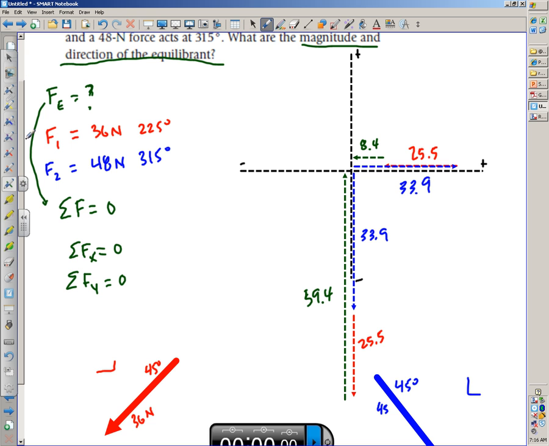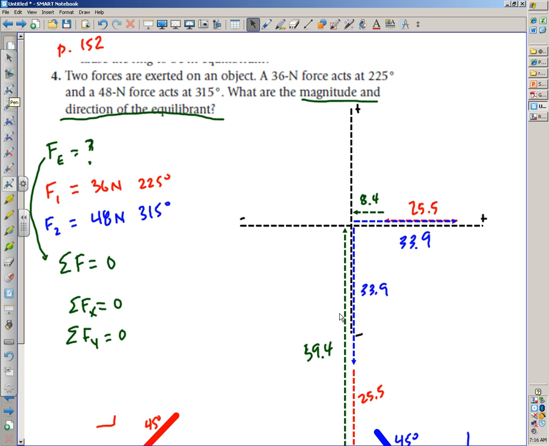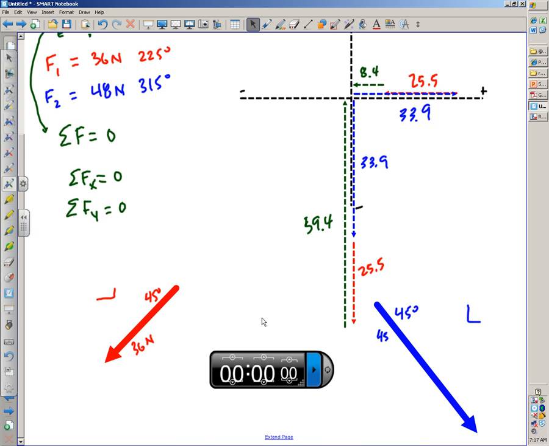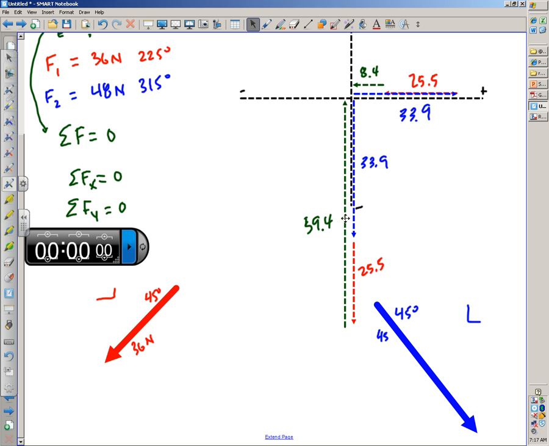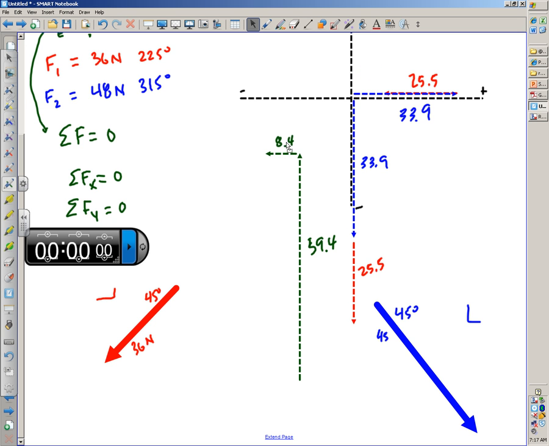So if I take it back to my problem, I'm going to run out of room. I'll just move it down here. I know now that I have to have a force, let me move my timer out of the way, that acts both upwards at 59.4 and to the left at 8.4.